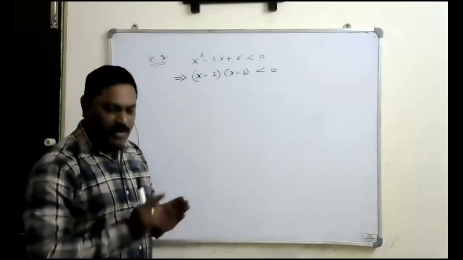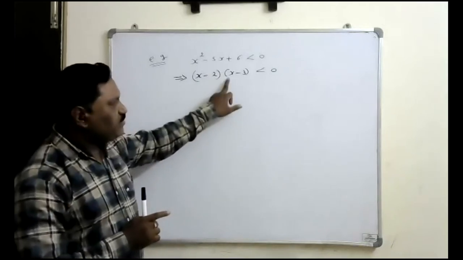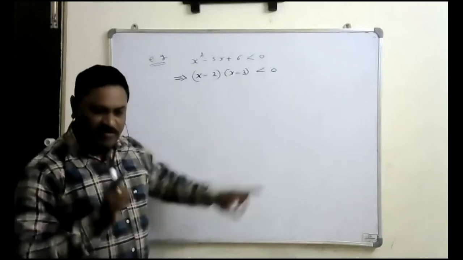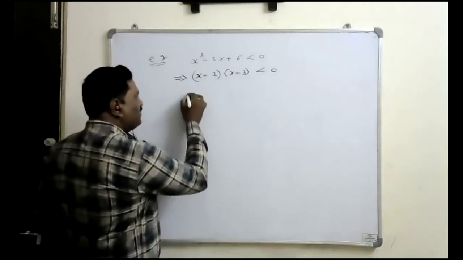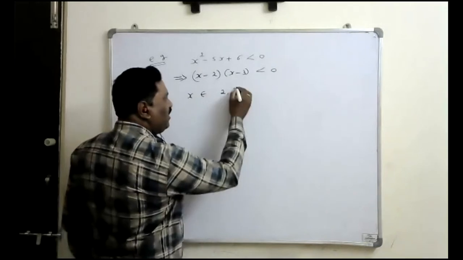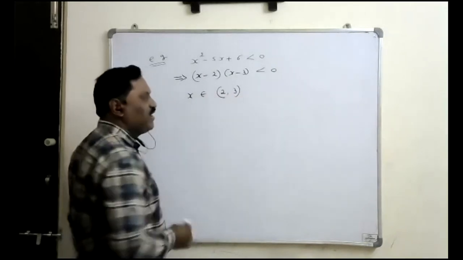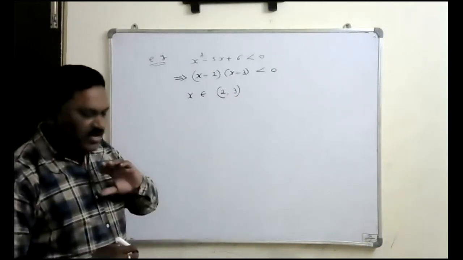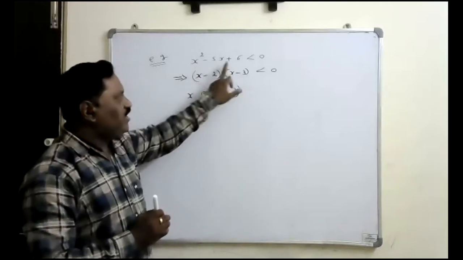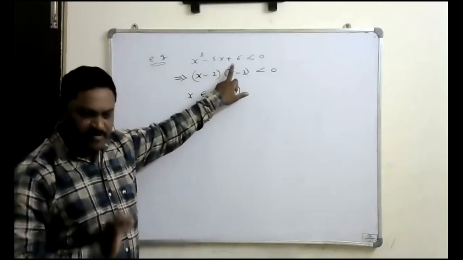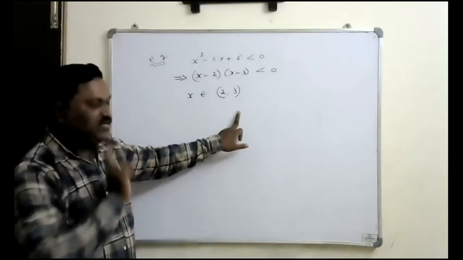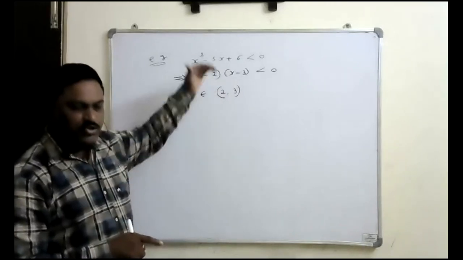Then recollect the first formula. Then x minus alpha into x minus beta is less than 0. Then what is the interval for the x? x lies in between the roots. Roots are 2 and 3. So here equal to is not there. You have to keep the open bracket. Therefore, we can take any value in between 2 and 3. For all those values, this quadratic expression is negative. This will be the solution of that inequation.